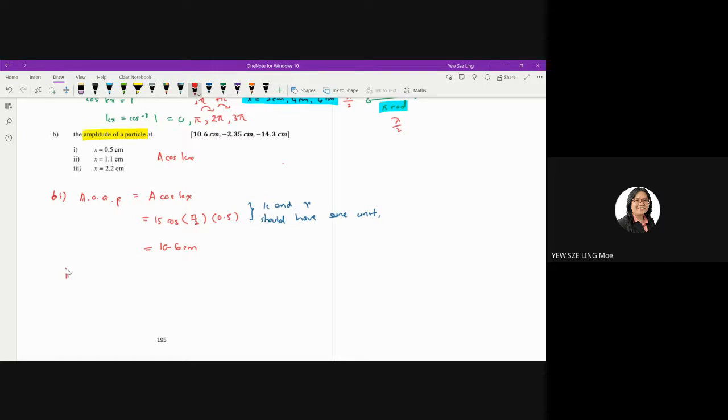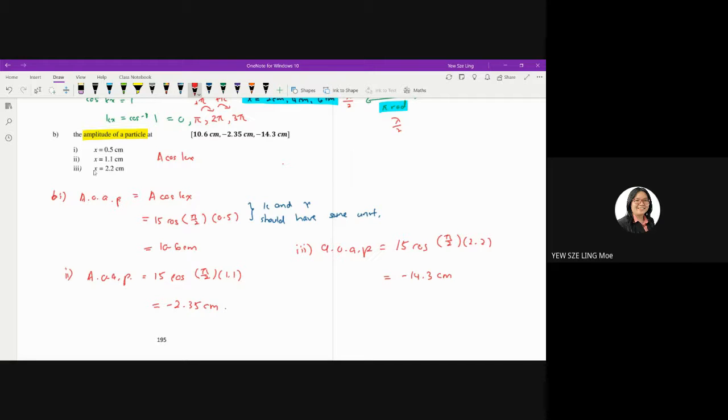So for our question 2, you just repeat the same thing. 15 cos pi over 2 times 1.1. So it is equal to negative 2.35 cm. Question number 3, amplitude of a particle is equal to 15 cos pi over 2 times 2.2. So it is equal to negative 14.3 cm.